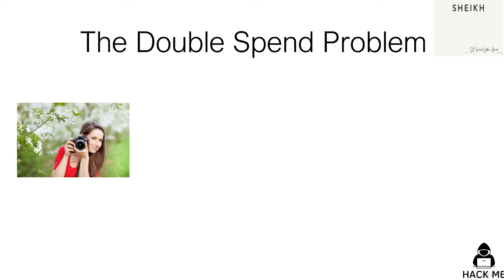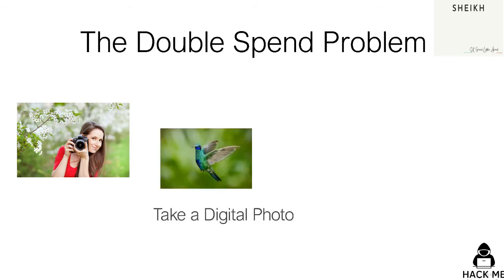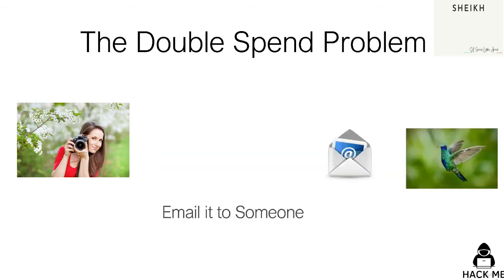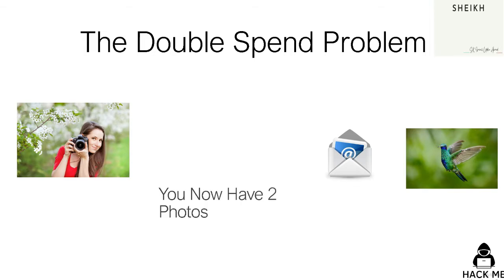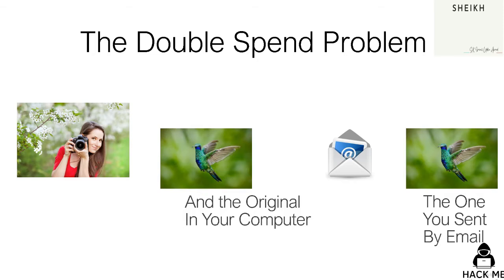So the concept is very simple. Let's say that you take a digital picture of something, say for example this bird. You've got a digital photo and you email it to someone else. You would think that you really emailed the photo to the other person, but you didn't. You now have two photos. You've got the one that you sent by email and the original, which would still be in your computer. You see, you didn't really send the digital photo to the other person. You sent a copy of the photo.